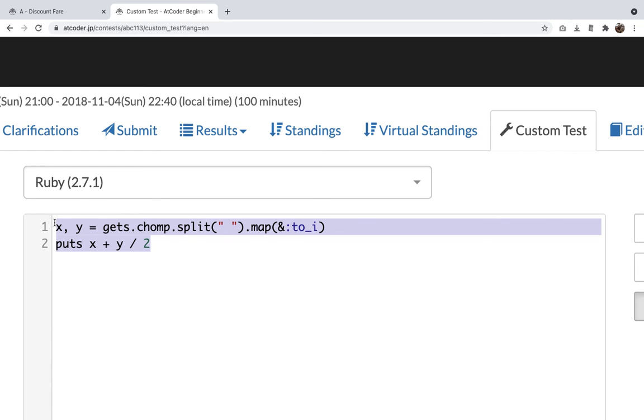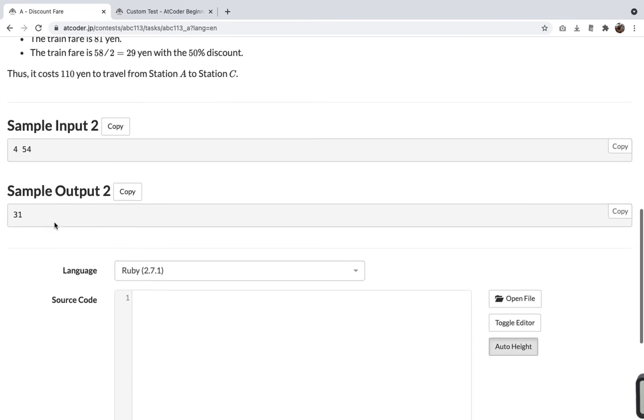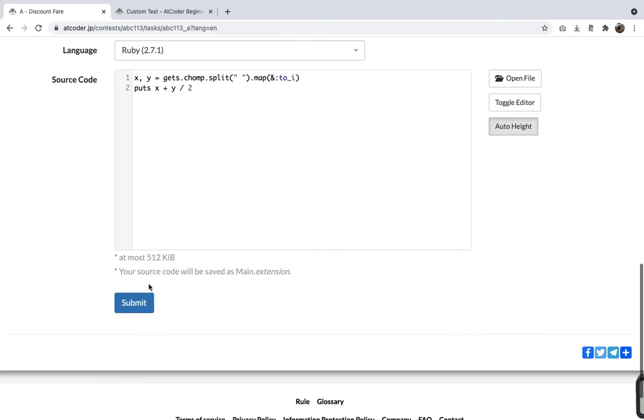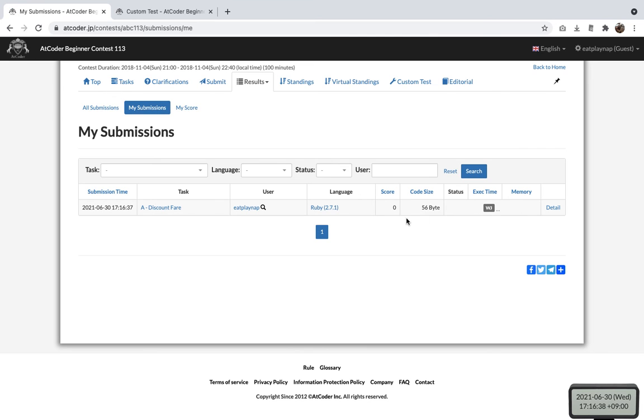Okay, then copy this one and paste it here, and let's submit. I know it should be accepted, but it is kind of thrilling to wait for this to be executed. But yeah, it's accepted. So that's it.